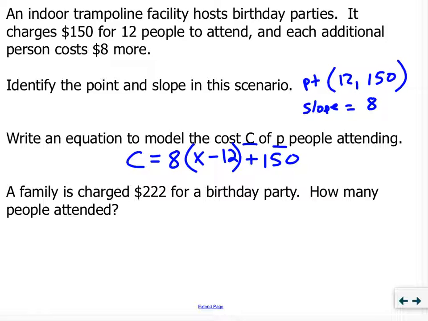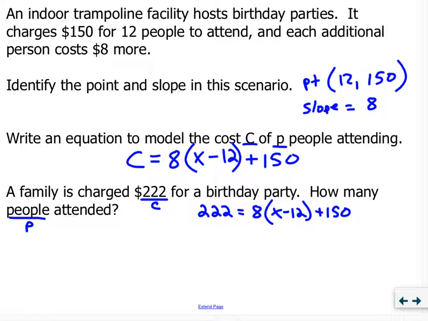And look at this, a family was charged $222 for a birthday party. That's my value C. And we don't know how many people. We're looking for P. So we need to solve this equation for P. So I'll plug in my cost, 222 equals 8 times X minus 12 plus 150.